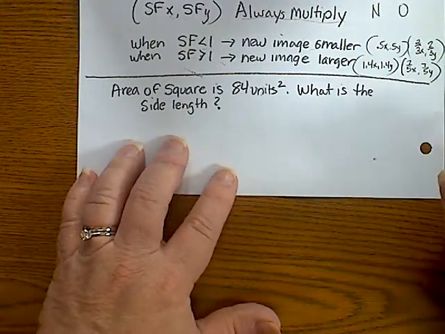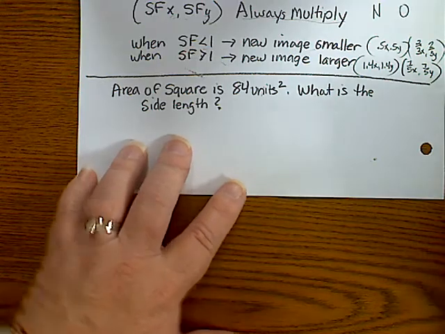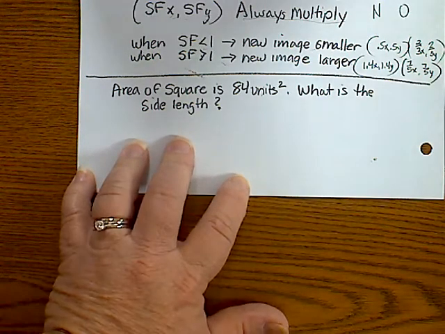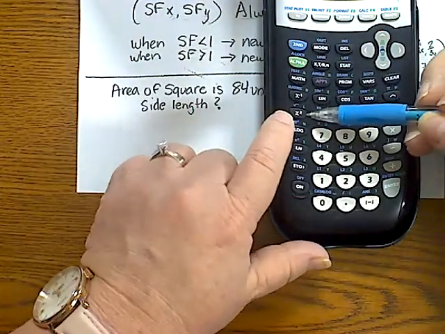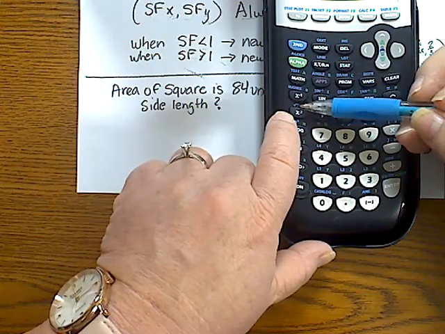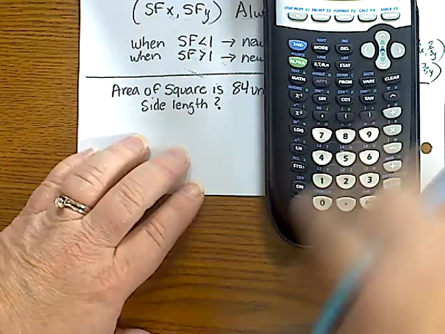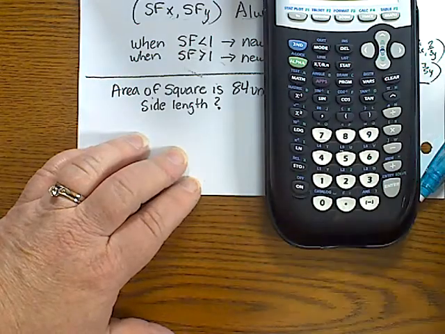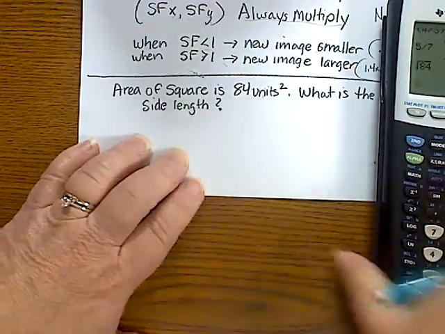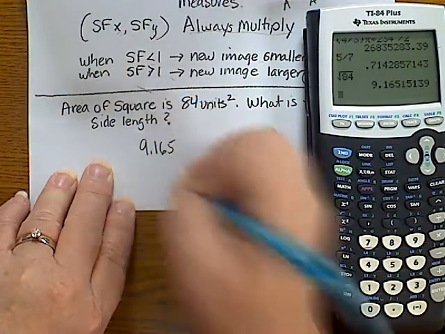Okay? Last thing I want to go over, if you get a question where it says the area of a square is 84 units squared, what is the side length? On your calculator, I'm going to show you this one more time because you guys still get stuck with this sometimes. When you square something, to undo a square, it's the square root sign, okay? So all I would do is do second square root 84, and I would find out that my side length would be 9.16 whatever.